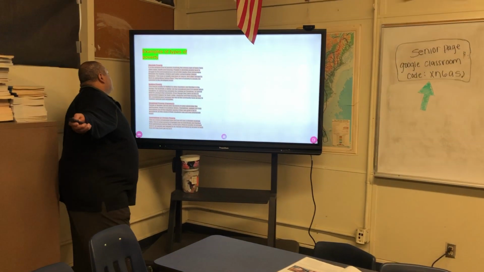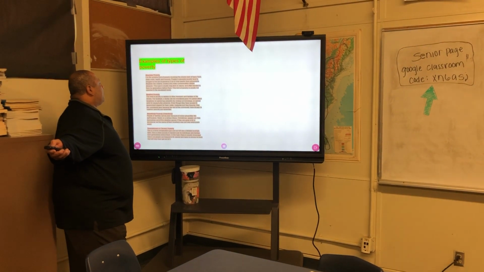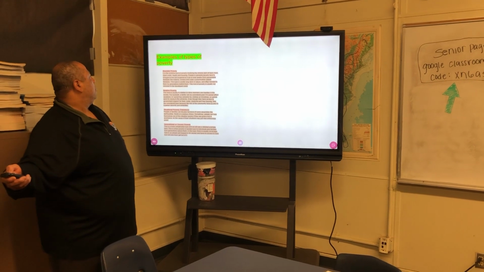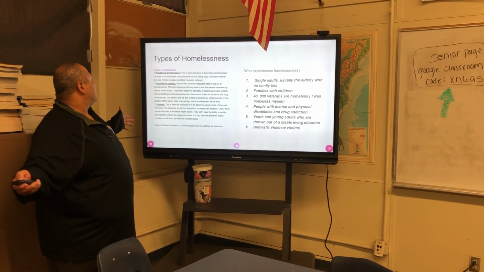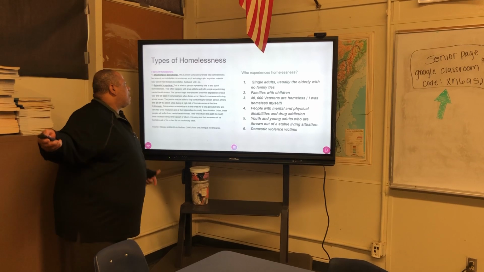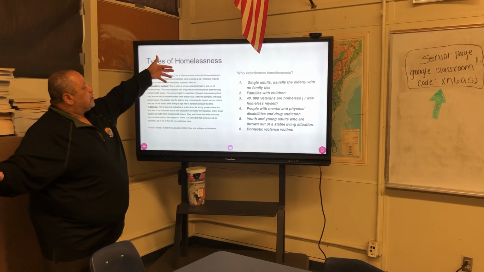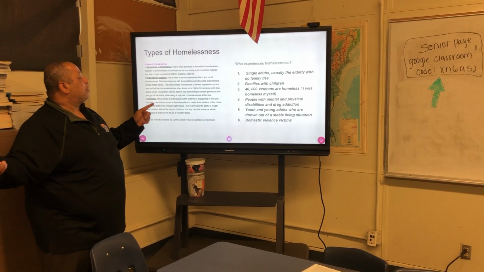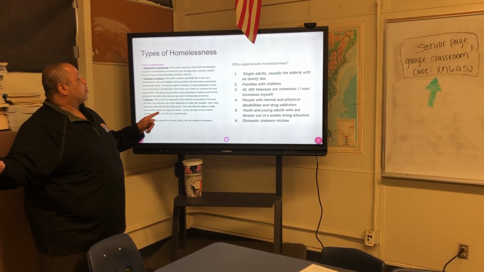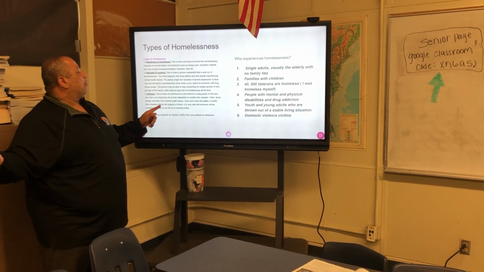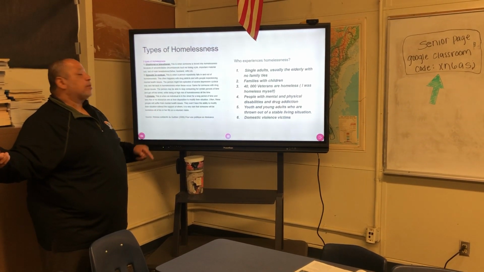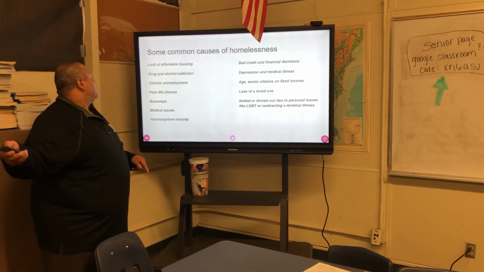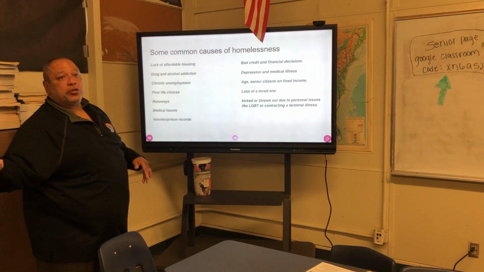I give you the types of poverty: absolute poverty, relative poverty, situational poverty, and generational chronic poverty. Types of homelessness, I list these: situational, episodic, or chronic. Who experiences homelessness? Single adults, usually the elderly with no family ties. Very important. Families with children, veterans, people with mental and physical disabilities, drug addiction, youth and young people who are thrown out of a stable living situation, and domestic violence victims. And these are some of the common causes of homelessness. You can look at it.